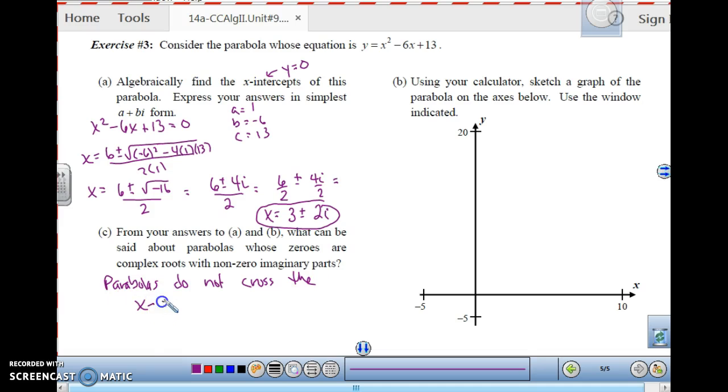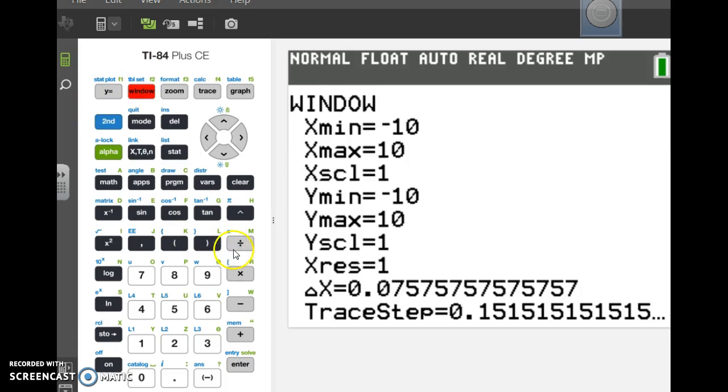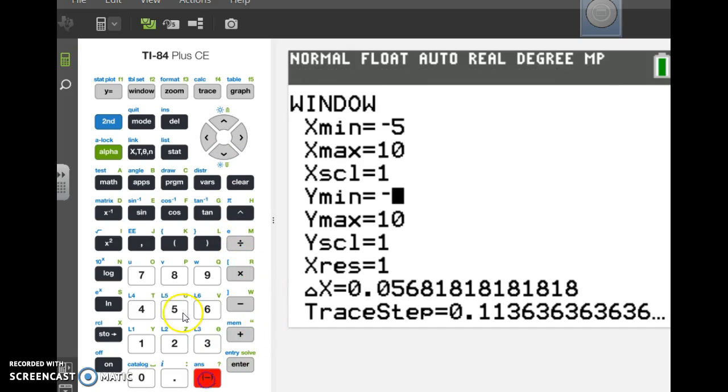So it will not have any x-intercepts. Okay, so let's prove this. Use your calculator, sketch a graph of the parabola on the axes below, use the window indicated. Let me reset my window. My window is going to be for the x's from negative 5 to 10, and my y's are from negative 5 to 20.